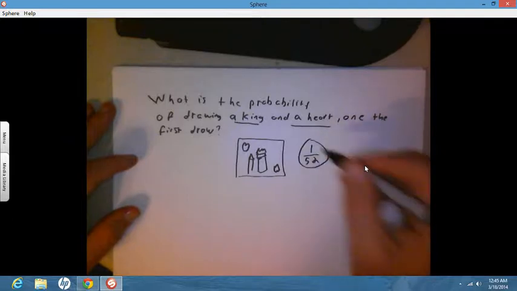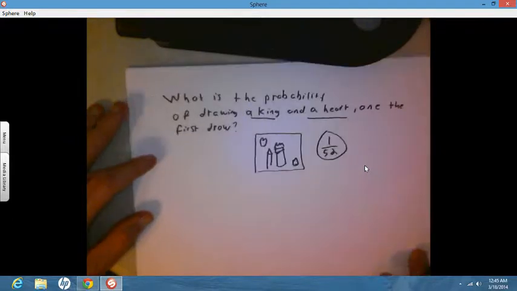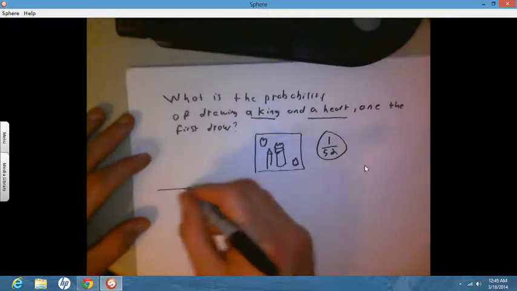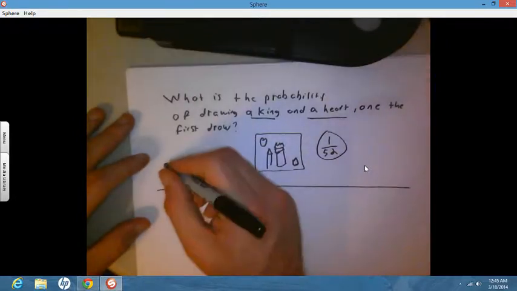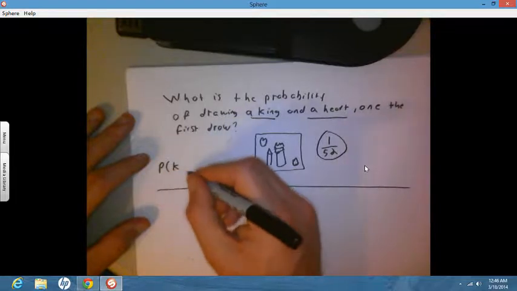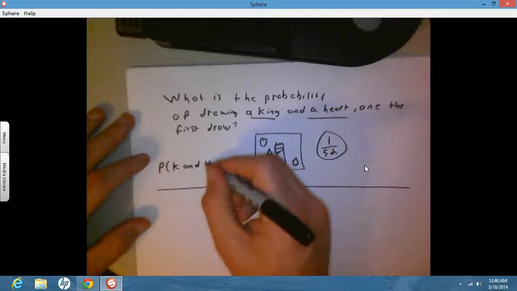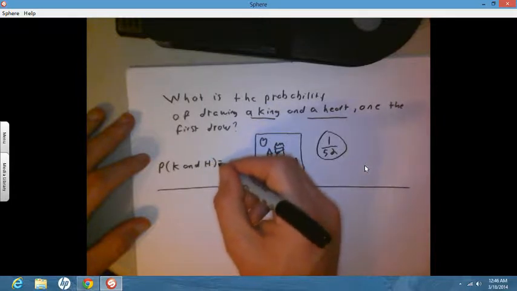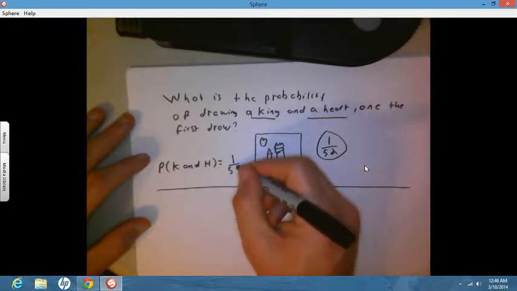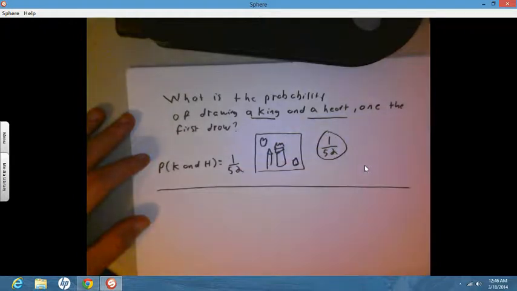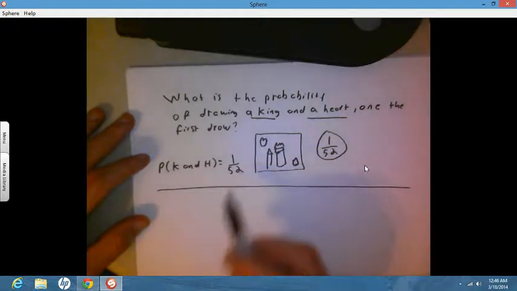Now, the way we would write that is the probability of a king and a heart is equal to 1 out of 52. There's only one card out of the 52 that satisfies both of these conditions. Now, I'm going to ask a similar question.